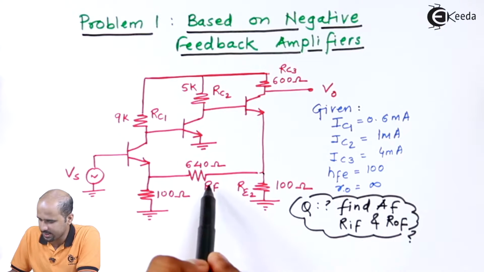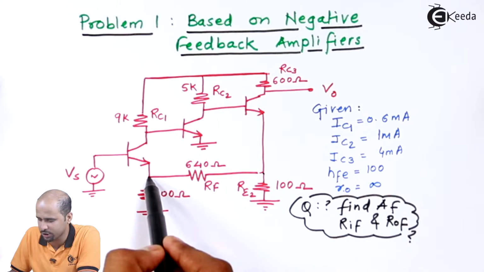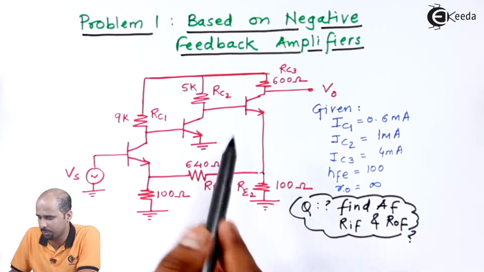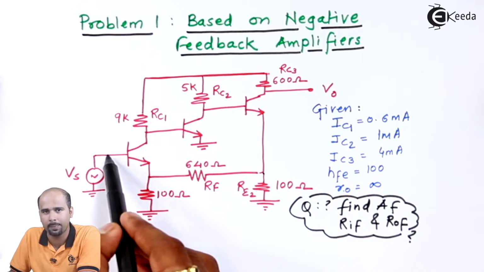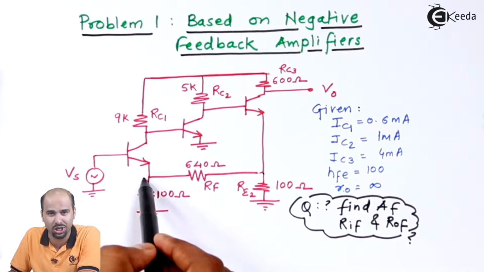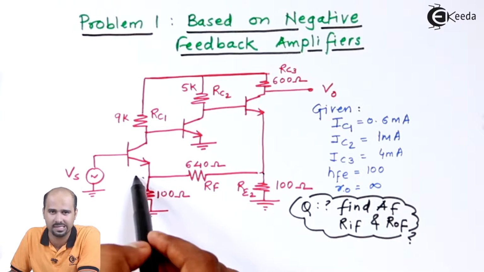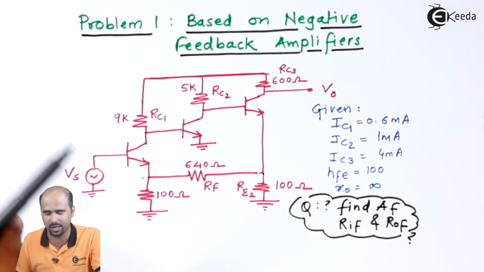Secondly, I can say that this RF is nothing but a feedback resistance. This feedback resistance is connected to the first stage of your multi-stage amplifier. That means it is trying to connect at the input side, but it is not directly connected to your base terminal. So it is not shunt mixing, rather it is series mixing. So in short, I can say it's nothing but current sampling and series mixing. So we have got the feedback topology, right?